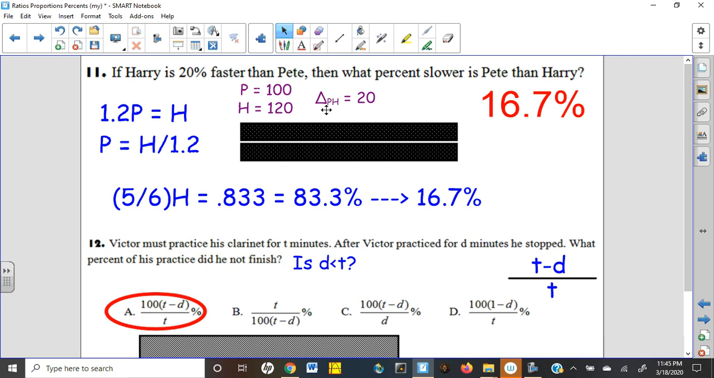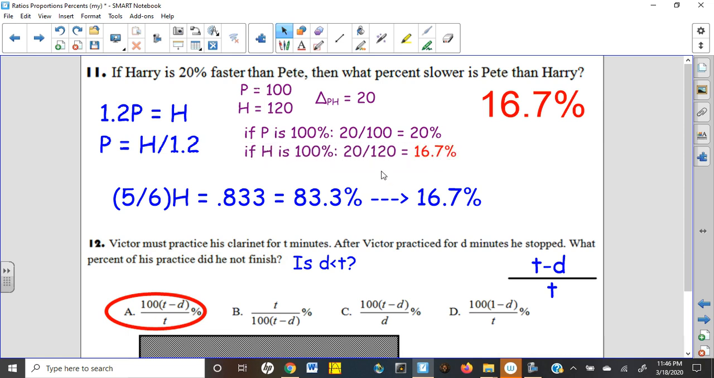Notice the difference between them is 20, which doesn't seem like a big deal, except that when you use 100 or 120 as the total, it becomes very different. If Pete is the one that you're basing this on, he's 100%, then Harry compares to him as 20 out of 100, or 20% faster. But if Harry is what we're calling 100%, then we're taking 20 out of 120. So we would say that Pete is 16.7% slower. Another way of looking at that problem.